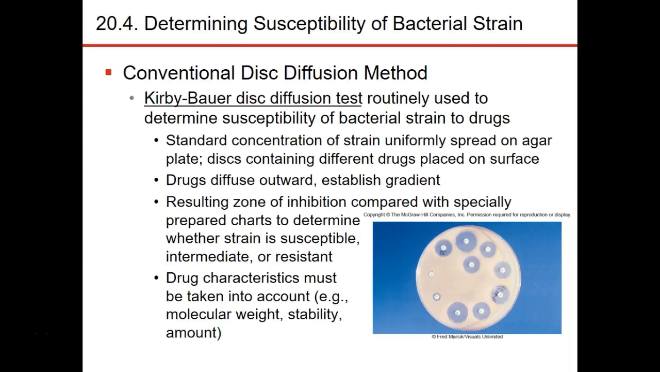And then you look at what zones are found around each of the discs. So here's an example, and there's a very small zone around this one, and you can see that small zone around here. But then you can see a much larger zone here and a larger zone here. So these antimicrobials are going to be better at inhibiting the growth of this microbe. These ones were not very effective at inhibiting the growth. The larger the zone of inhibition, the better the chemical works.